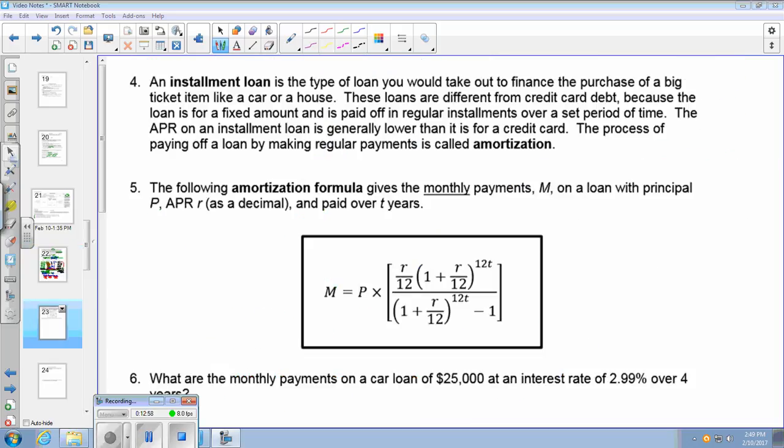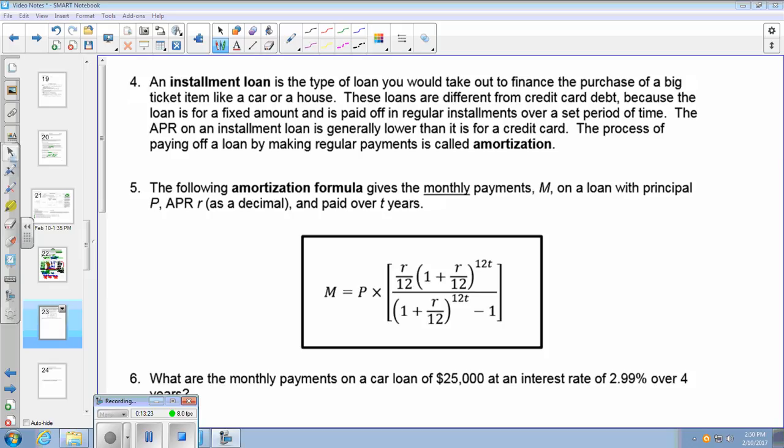Okay, number 4, an installment loan is the type of loan you would take out to finance the purchase of a big ticket item like a car or a house. These loans are different from credit card debt because the loan is for a fixed amount and is paid off in regular installments over a set period of time. The APR on an installment loan is generally lower than it is for a credit card, and the process of paying off a loan by making regular payments is called amortization.